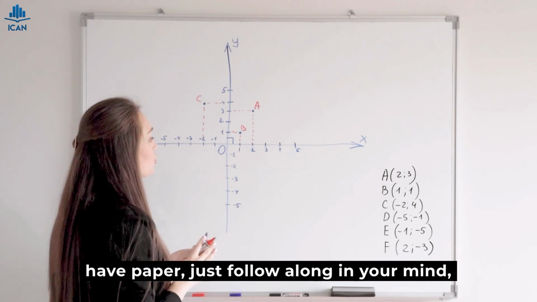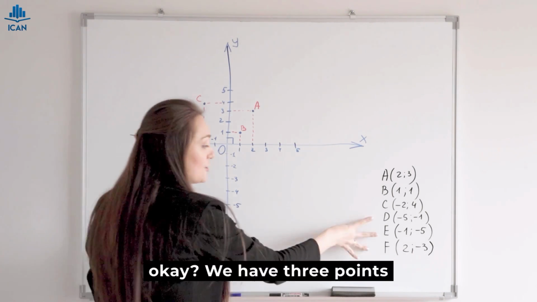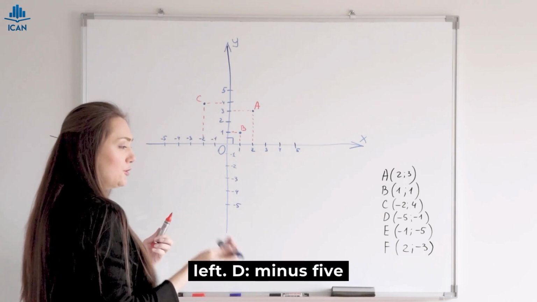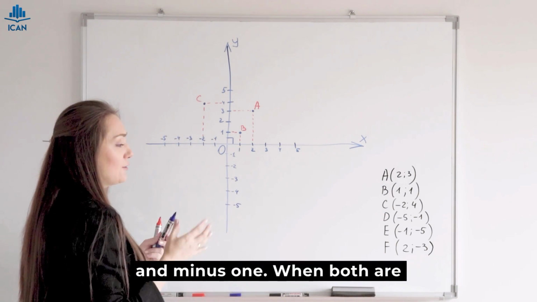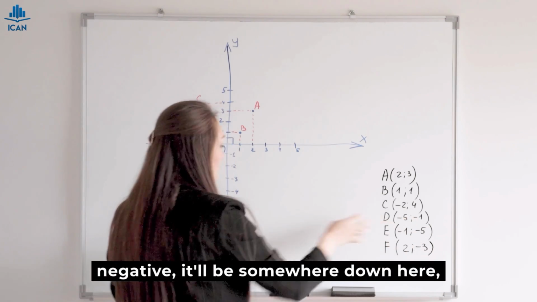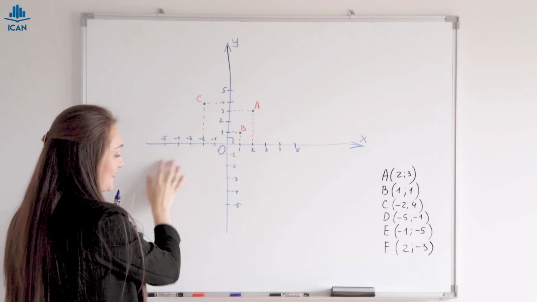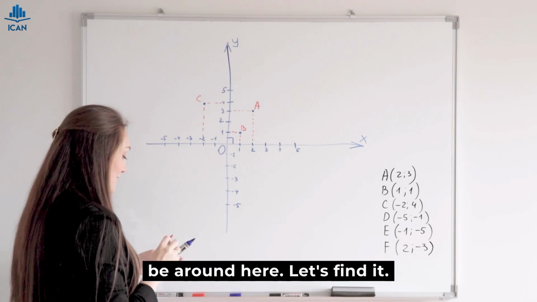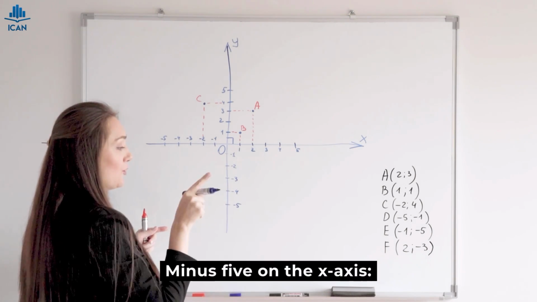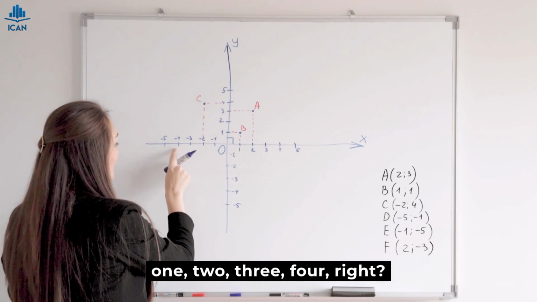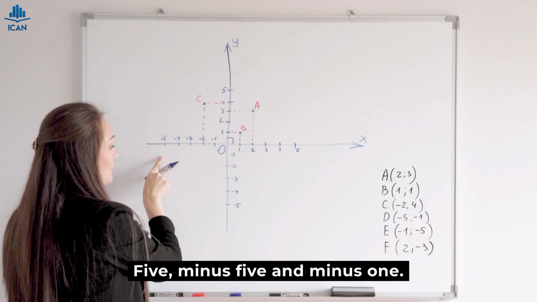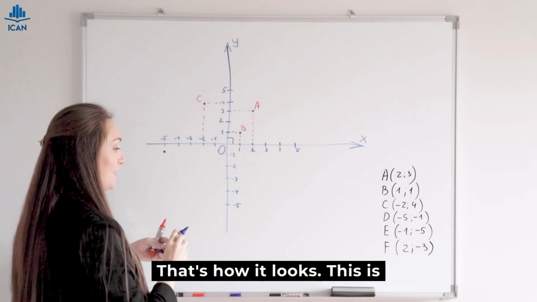If you don't have paper, just follow along in your mind, okay? We have 3 points left. D, minus 5 and minus 1. When both are negative, it'll be somewhere down here, right? It should be around here. Let's find it. Minus 5 on the x-axis. 1, 2, 3, 4, right? 5, minus 5, and minus 1. That's how it looks. This is our point D.